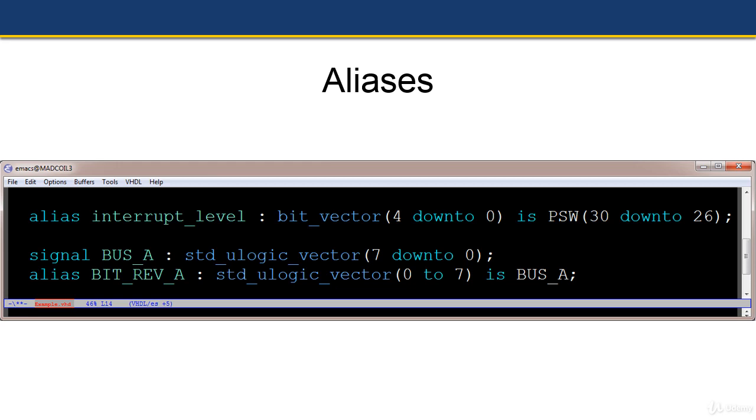We can also use aliases for changing the direction of a vector. In the second example, we have a signal definition: signal bus_A, std_logic_vector(7 downto 0). Then we alias a bit-reversed version of the same signal, bus_A, by saying bit_rev_A, as in reverse, std_logic_vector(0 to 7), which is in the opposite direction, is bus_A. So that way we can use an alias to refer to bus_A, but defined in the reverse direction.